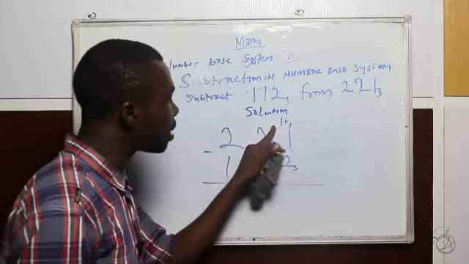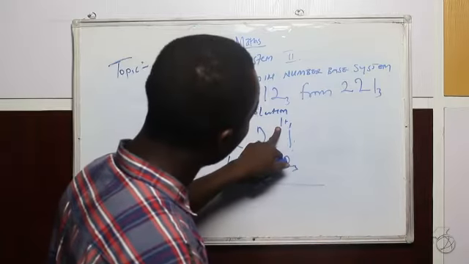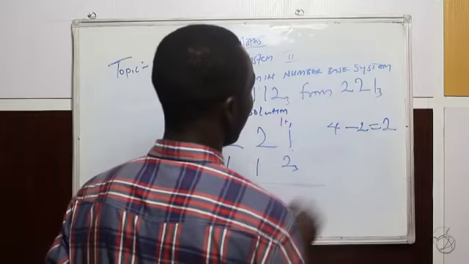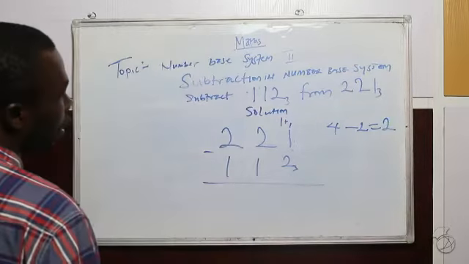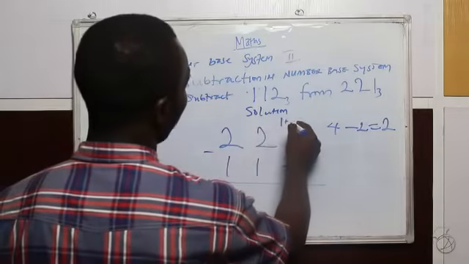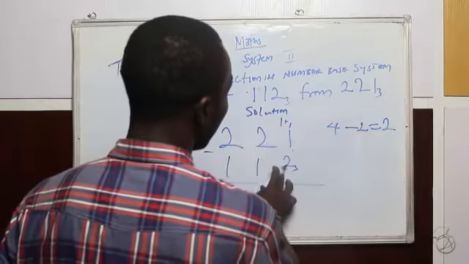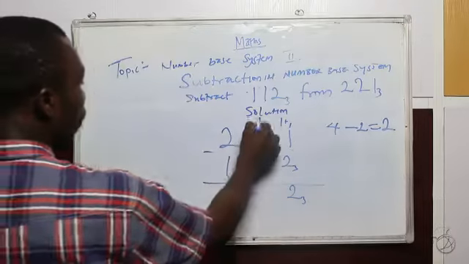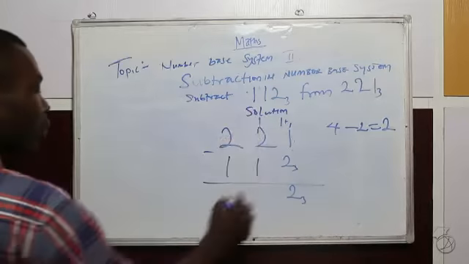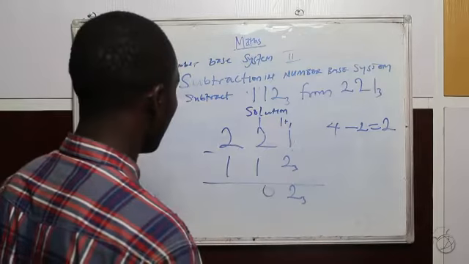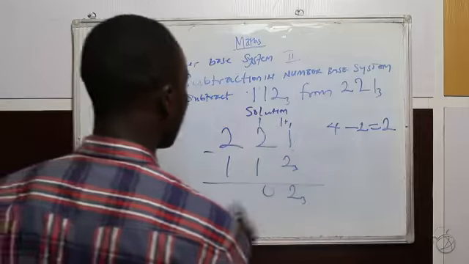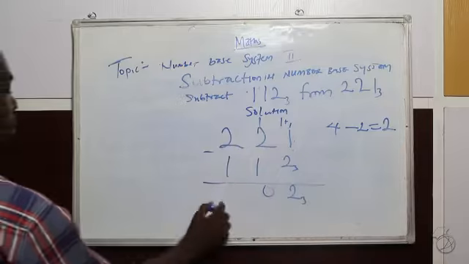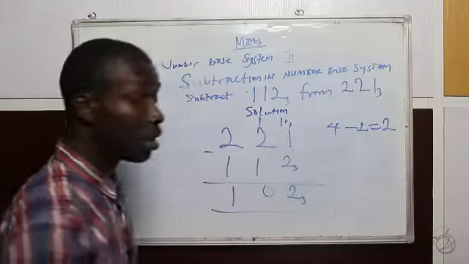4 minus 2 will now give us 2 in base 3. How? We borrow 1 from here, we have 2. 2 plus 2 is 4. This is 2. 4 minus 2 will give us 2 in base 3. Now we have 1 here. 1 minus 1 will give us what? It is 0, because 1 minus 1 in base 3 is 0. Here, because this is the third digit, 2 minus 1 will give us 1 in base 3.